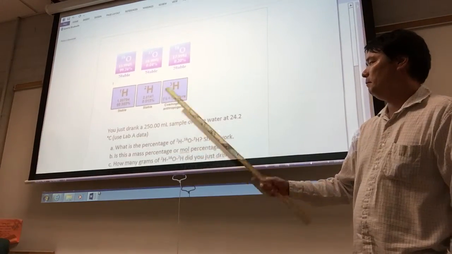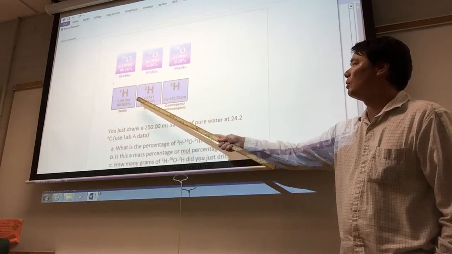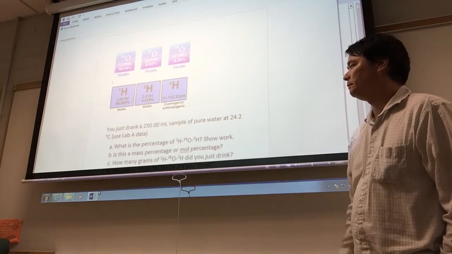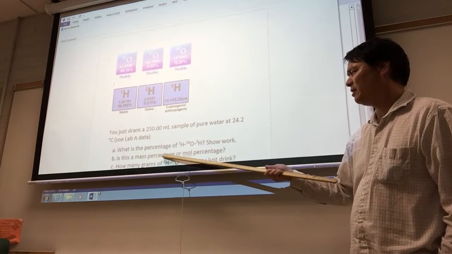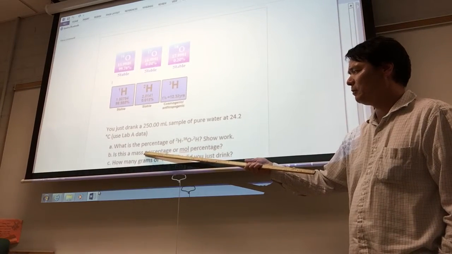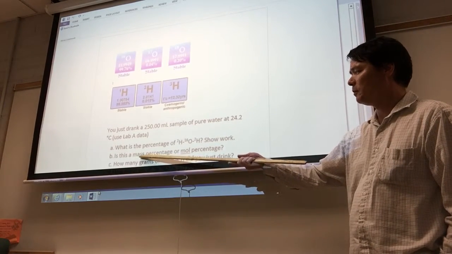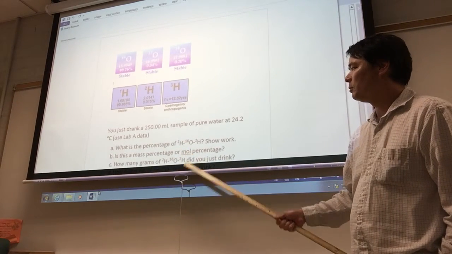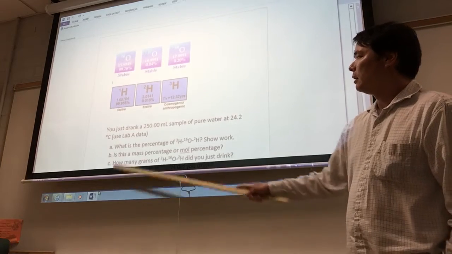And so these percentages that we're working with here are mole percentages. I'd say only 5%, practically the majority of people put mass percentage, and a minority put mole percentage. All right, let's go to this one.